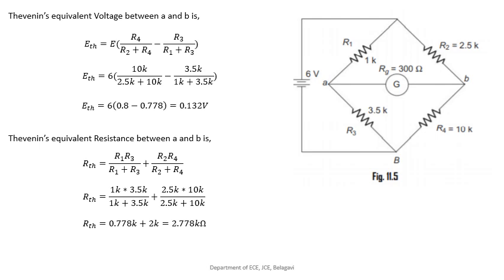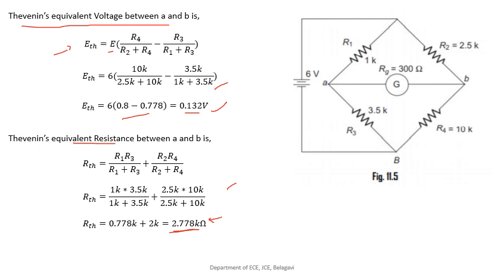The first thing you see is the Thevenin voltage. ETH is equal to E into bracket R4 divided by R2 plus R4 minus R3 divided by R1 plus R3. If you substitute all these values, you will get around 0.132 volts. That is the voltage between point A and B, the Thevenin voltage. Then Thevenin resistance is the parallel combination of R1 and R3 plus the parallel combination of R2 and R4. If you solve for that, you will get around 2.778 kilo ohms. You just have to substitute the values.